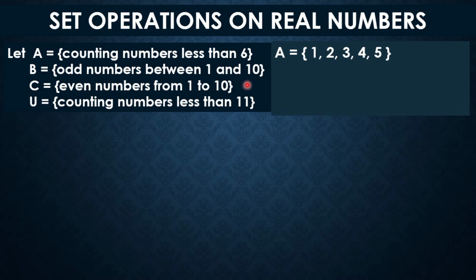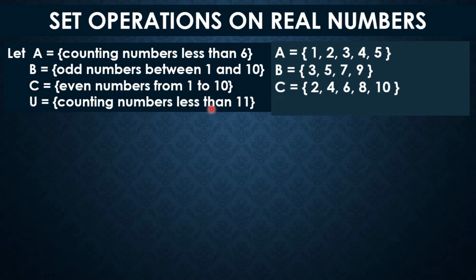Okay? So, let's have set B. So, set B, odd numbers between 1 and 10. So, ano yung mga odd numbers? What are those numbers? O odd numbers between, nasa gitna ng 1 and 10. So, we have 3, 5, 7, 9. Okay, let's have set C. So, set C, even numbers from 1 to 10. So, simula sa 1 hanggang 10, what are the even numbers? So, we have 2, 4, 6, 8, 10. And the universal set is the counting numbers less than 11. So, pag sinabi natin counting numbers, this is also positive or natural number.